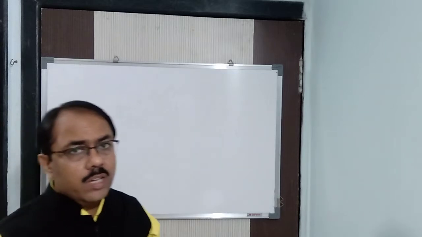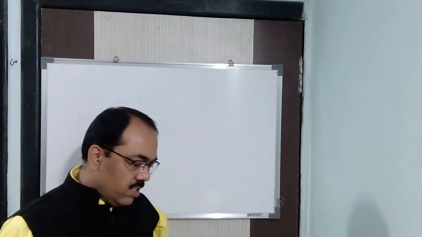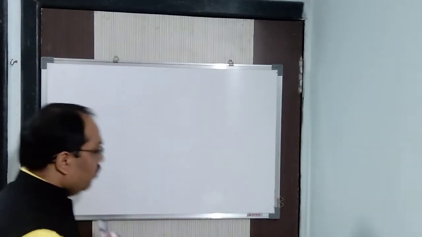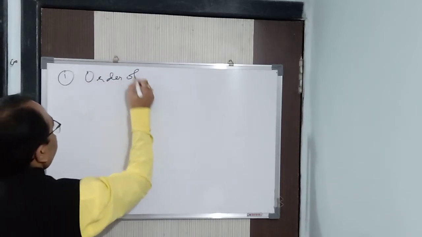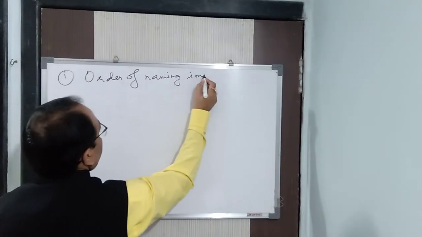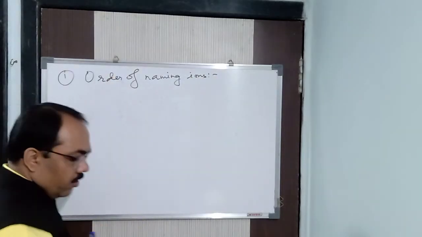Just as we have seen in nomenclature in organic chemistry, here also we have rules. The first rule is the order of naming ions. Write down: the first rule is order of naming ions. So what do you write under that?